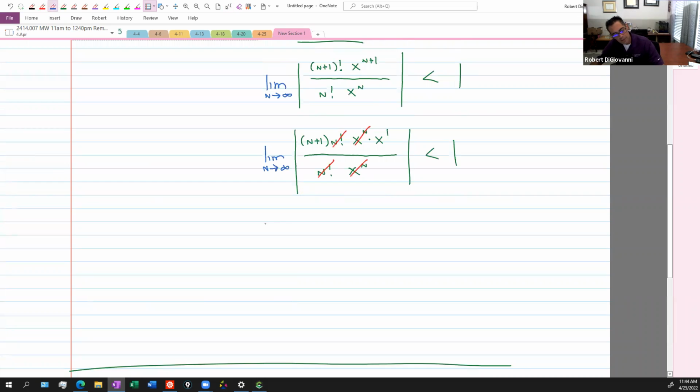All right, so I'm going to take the limit as n goes to infinity of n plus 1 times x. I want that absolute value to be less than 1, right? I want this to be true. Please, let's let that happen.